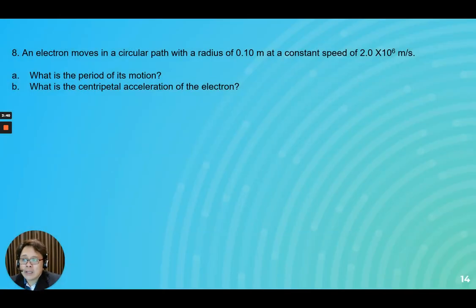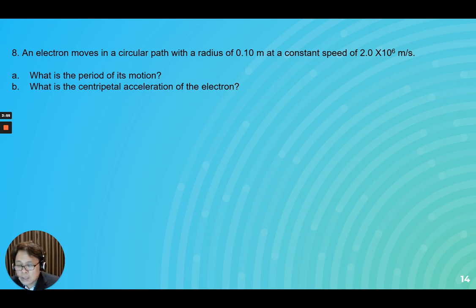Okay, number 8, an electron moves in a circular path with a radius of 0.10 meters at a constant speed of 2 times 10 raised to the 6 meters per second. What is the period of its motion?